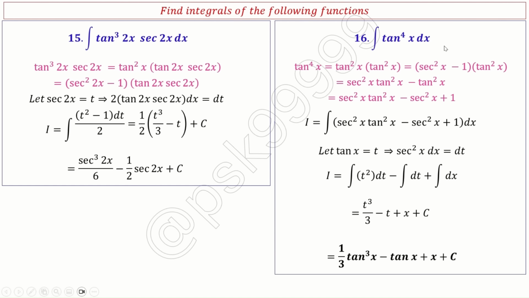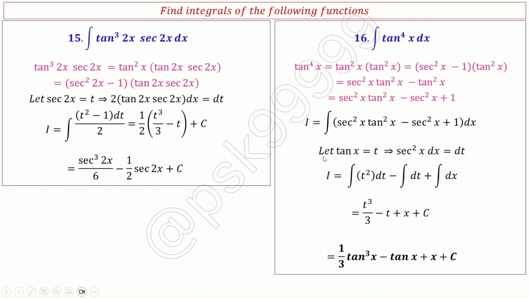Tan to the power of 4x, which is nothing but tan square x into tan square x. Tan square x, I'll write it as secant square x minus 1, plus tan square x. So I can expand this into secant square x tan square x minus tan square x. So this I am writing as secant square x minus 1 here.